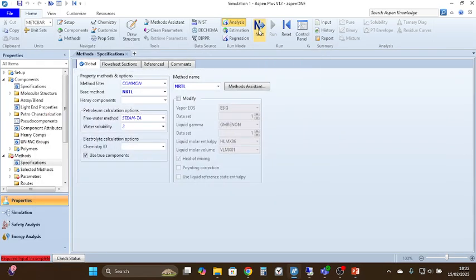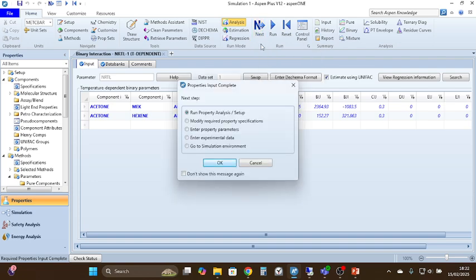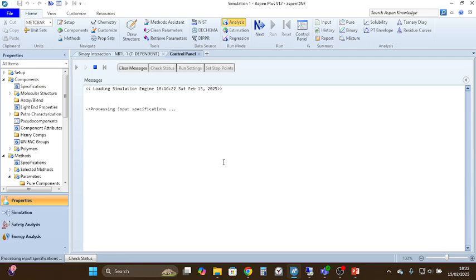Now when we click on next, you can see that we have a total of 3 components, but the binary interaction of only 2 components is given to us. So we need the interaction of all 3 pairs. The missing pair we can estimate using UNIFAC. All of this we have discussed in the previous classes already. So now we are going to run the property analysis and setup.